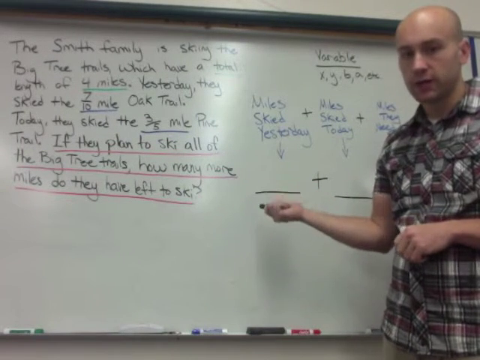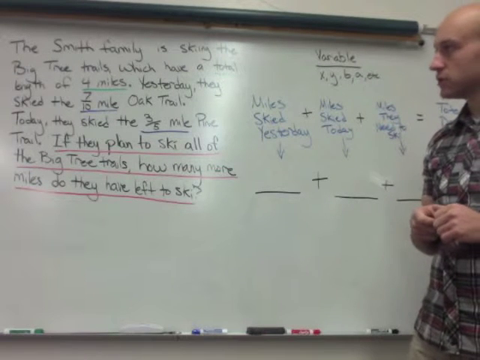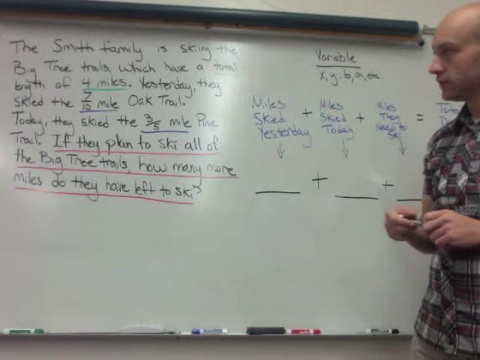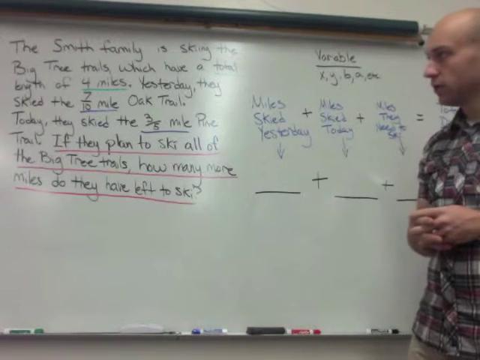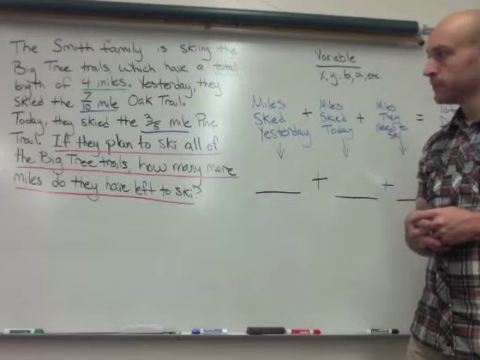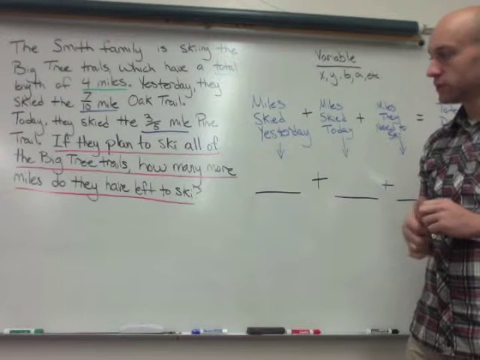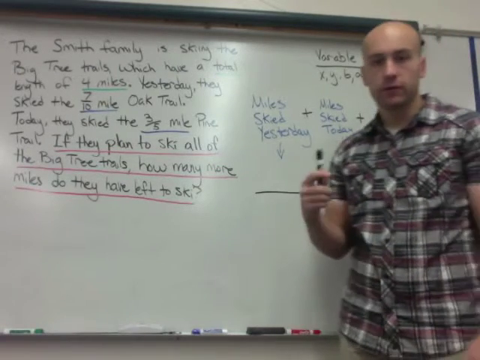So let's do one together right here. The Smith family is skiing the Big Tree Trails, which have a total length of 4 miles. Yesterday they skied the 7/10 mile Oak Trail. Today they skied the 3/5 mile Pine Trail. If they plan to ski all of the Big Tree Trails, how many more miles do they have left to ski?